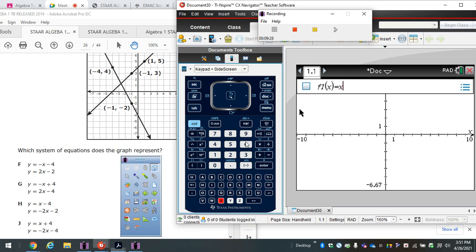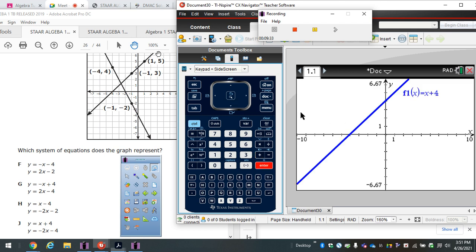x plus 4. But boom, there's that one. It's going through 4. It's going through -4. Boom, I like that one already. I'm going to press tab, graph the other one. We're going to go with a -2x minus 4. And there it is.